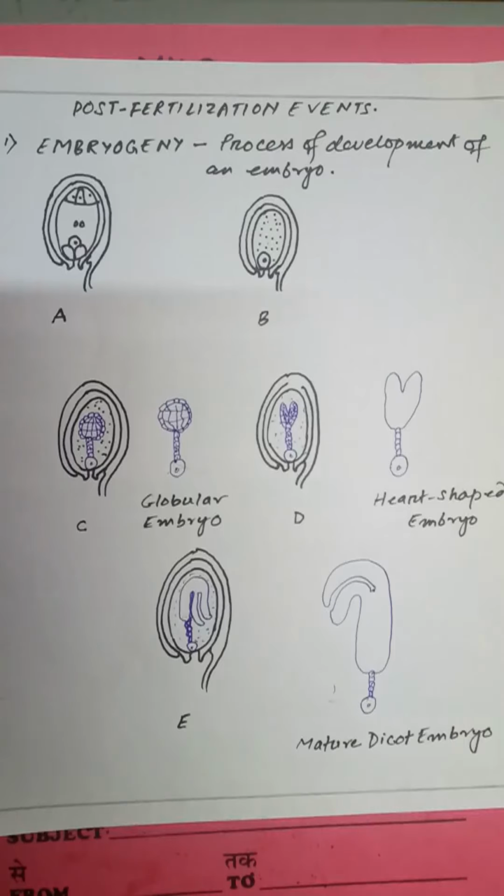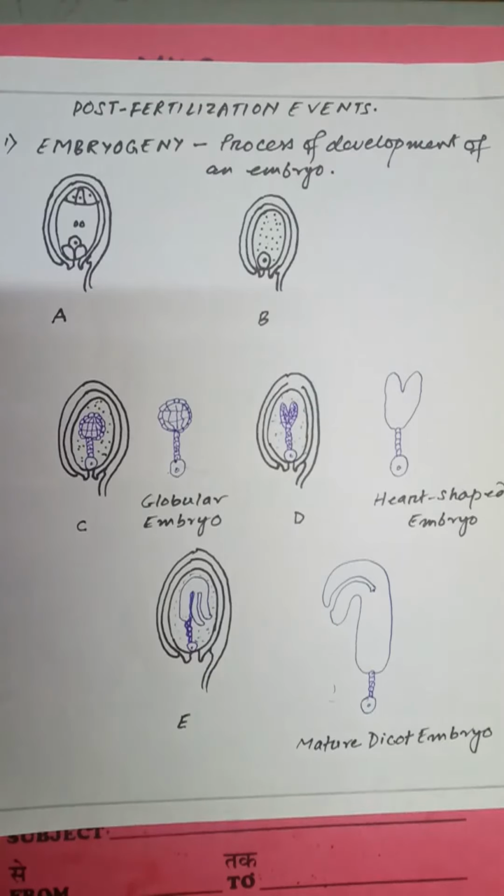Hello students, today we'll be dealing with the post-fertilization events. After fertilization, we'll see the development of an embryo or embryogeny, formation of endosperm, formation of seeds, fruits. So today, in this video, I'll be dealing with the formation of embryo, which is called embryogeny.